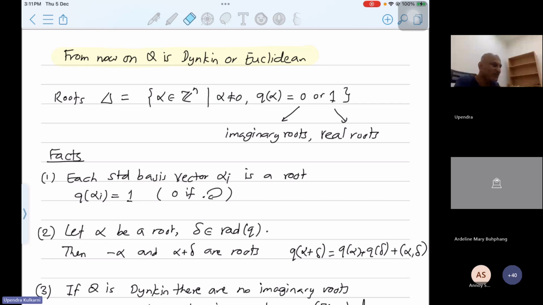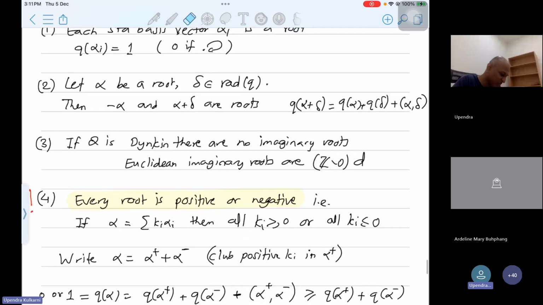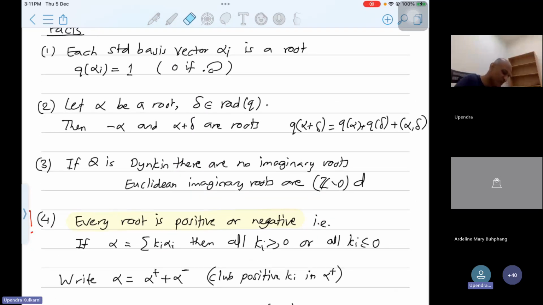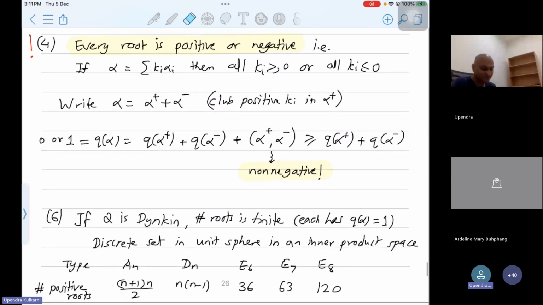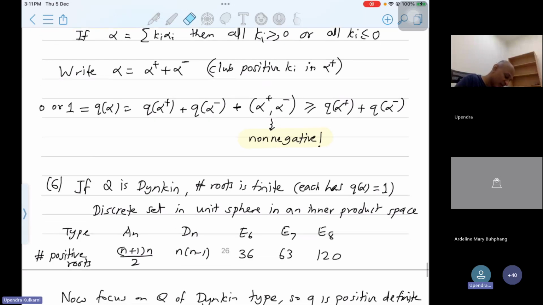Okay. So whatever we are doing today is applicable. You are going to see that if I have a root, then minus of a root is a root. Every root is either positive or negative. All of these things are going to come even over there. So this is very important. All right. So that's fact number 4. There is number 5, which I will not do because that is specific to the Euclidean case, which we will come to if we need it later on.